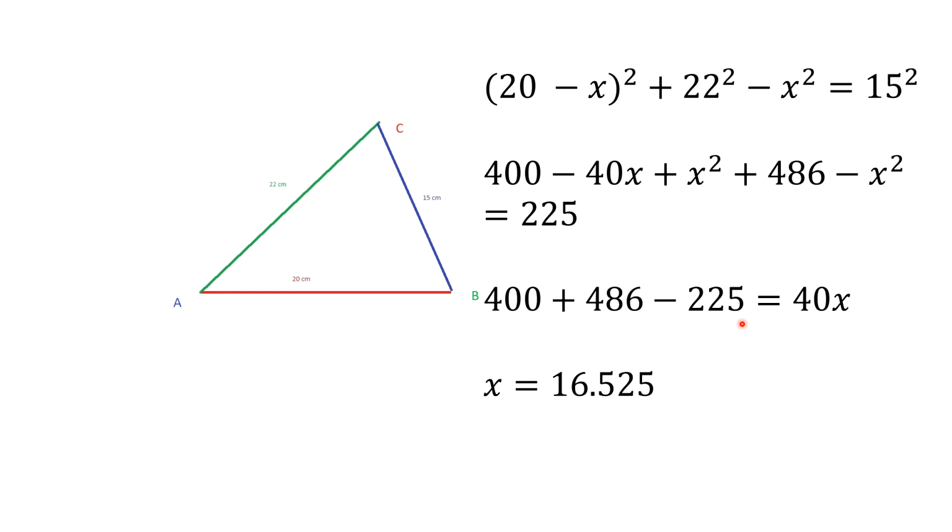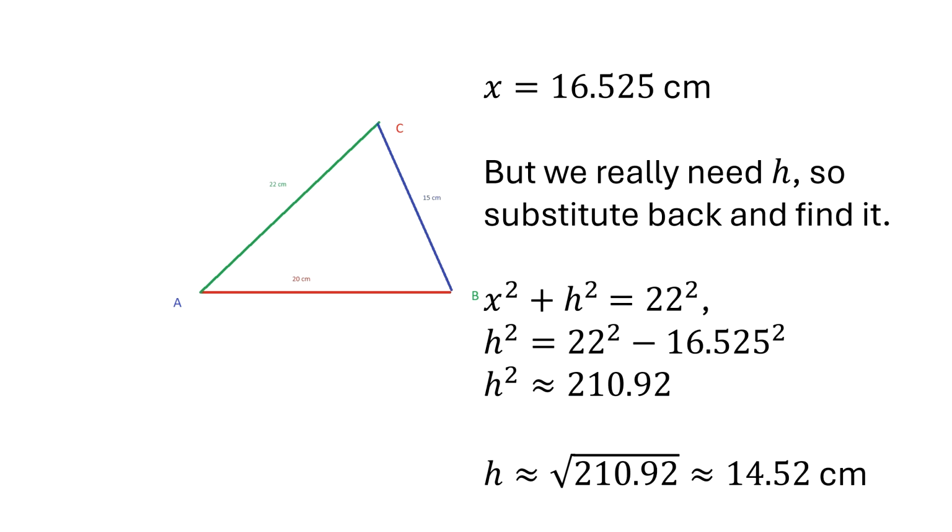Technically, we add, or if you want to call it, do it as a subtraction, that's fine. Subtraction is actually a convenience in algebra. We add negative numbers. But then we divide that number that we get here by 40, and we get x is 16.525. Nice little number.